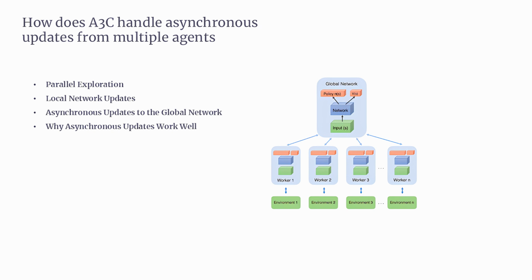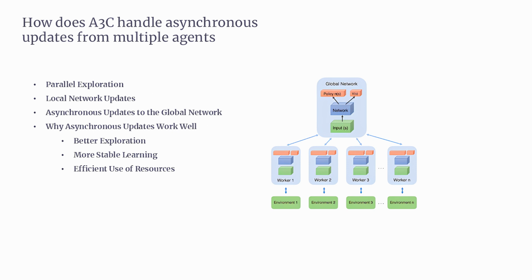The fourth. Why asynchronous updates work well. 1. Better exploration. Since agents explore in different directions at the same time, they discover better strategies more quickly. 2. More stable learning. Updating at different times prevents agents from reinforcing the same bad habits. This makes training more robust compared to methods that update everything at once. 3. Efficient use of resources. Unlike other reinforcement learning approaches that need large memory storage, like DQN's replay buffer, A3C doesn't store past experiences.